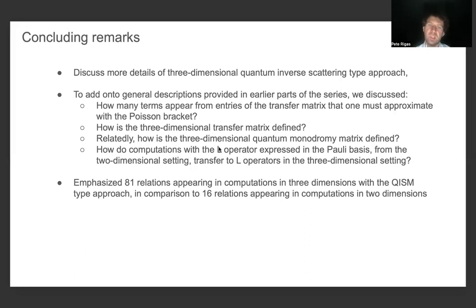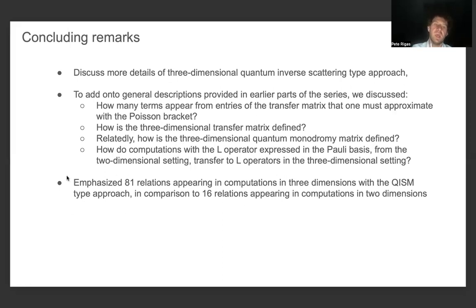And how do computations with the L operator expressed on the Pauli basis from the two-dimensional setting transfer to the L operators in the three-dimensional setting? We drew many different parallels between the two-dimensional case and the three-dimensional case, as well as how it relates to the enforcing of the domain wall boundary conditions and how that relates to the appearance of the Pauli basis in the two-dimensional L operator, which carries over into the expressions for the two-dimensional transfer matrix and the two-dimensional quantum monodromy matrix, as well as their respective asymptotic limits.